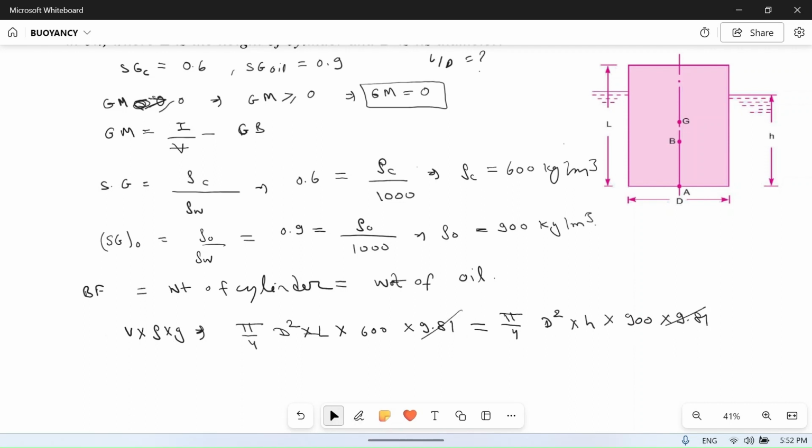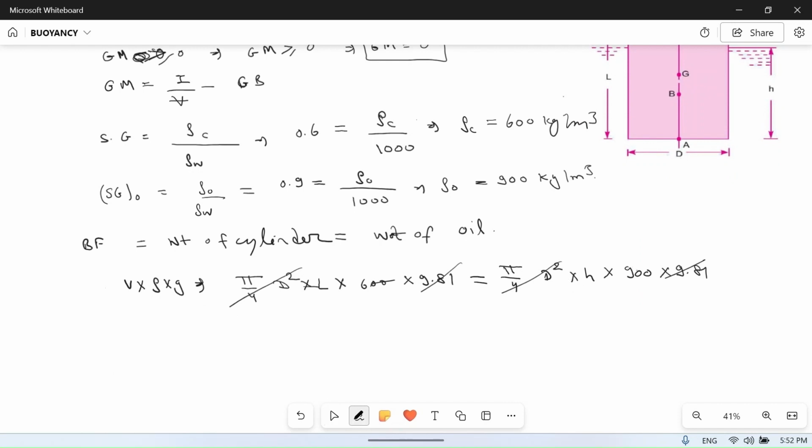So 9.81 will be cancelled, pi by 4 d square will be cancelled, and we get from here, 2 zeros will be cancelled here. So we will get 6L is equal to 9H. So H is equal to 6 by 9 or 2 by 3 L. Okay, so H is equal to 2 by 3 L. So this is one relation we have found out.